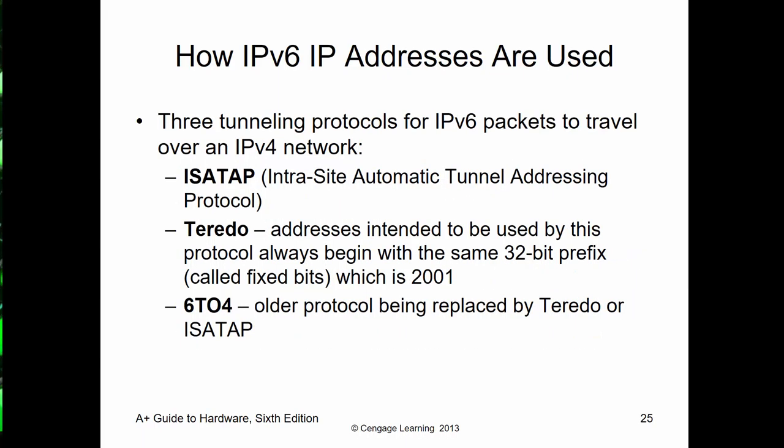So because we have both IPv4 and IPv6, we had a few different ways to traverse the networks, and that was ISATAP, Teredo, or 6to4. So these are all different variations of how we can get IPv6 packets over an IPv4 network. These aren't super important right now because they're not really tested on, but it's more of a, there is a way for us to do the communication.